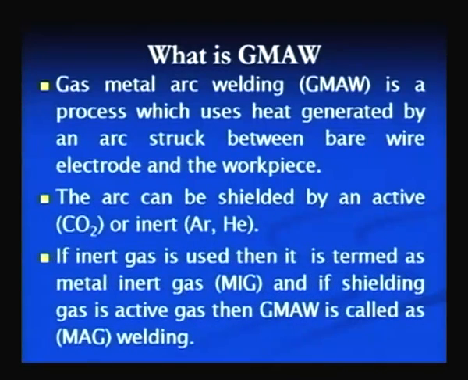Here in the gas metal arc welding process, if inert gas is used to protect the weld pool, then the same process is termed as the metal inert gas welding or MIG welding process, and if the shielding gas is an active gas like CO2 or a mixture of CO2 and oxygen or CO2 and hydrogen, then the gas metal arc welding process is termed as MAG or metal active gas welding process.